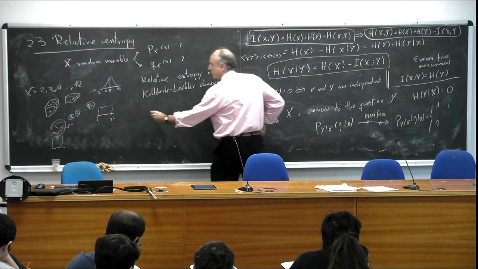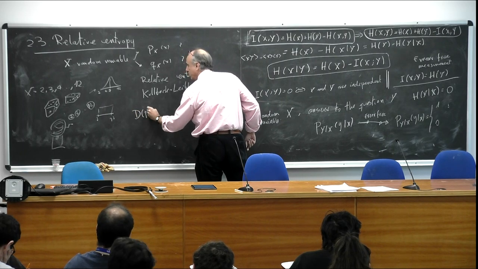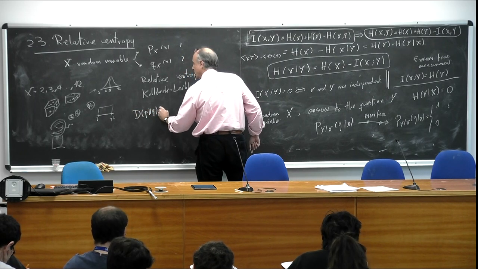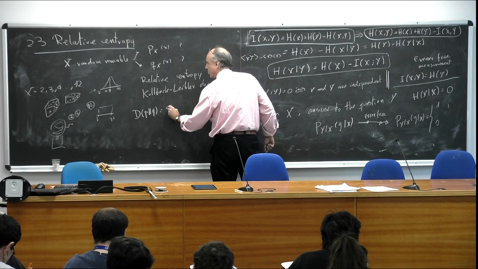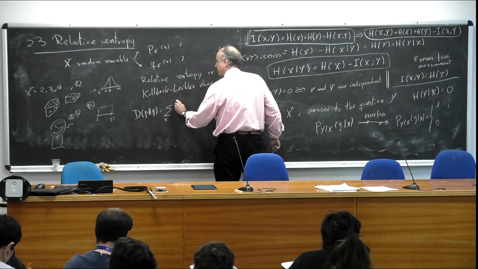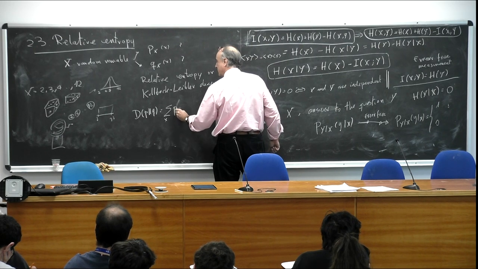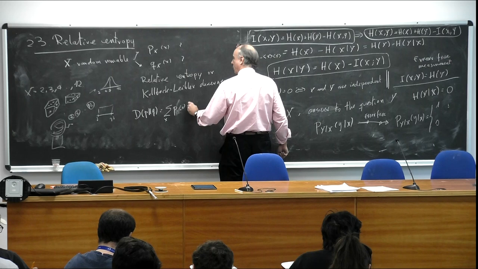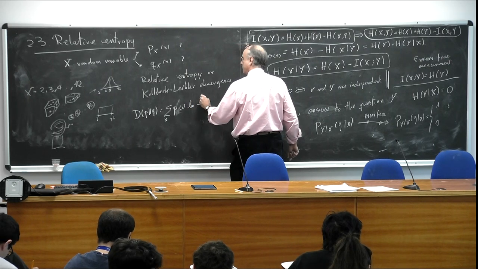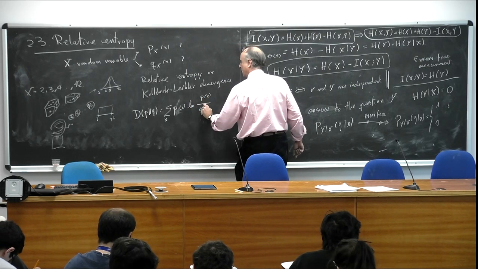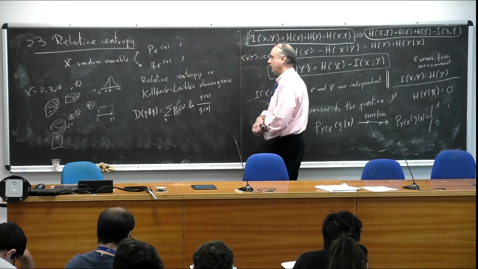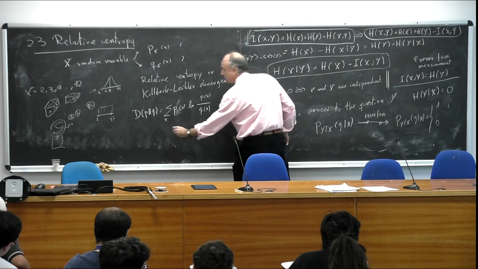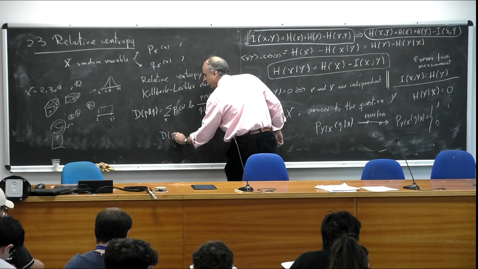And it's defined as follows. D(P||Q) is the sum over x of the distribution P(x) times the log of P(x) divided by Q(x). And you see that this is zero if P and Q are equal.